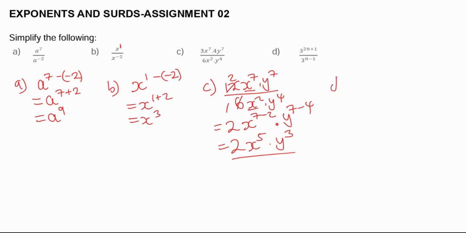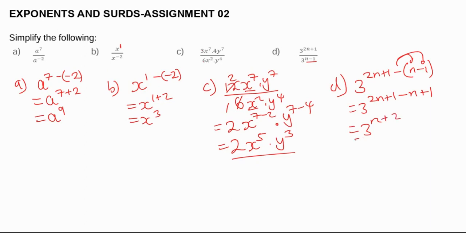And then d, we have 3 to the power 2n plus 1 divided by 3 to the power n minus 1. So it's 3 to the power 2n plus 1 minus, put this in the bracket, the one you're subtracting, n minus 1, and then distribute negative 1 there. So it becomes 3 to the power 2n plus 1 minus n plus 1. Then it becomes 3 to the power n plus 2. That's the answer.